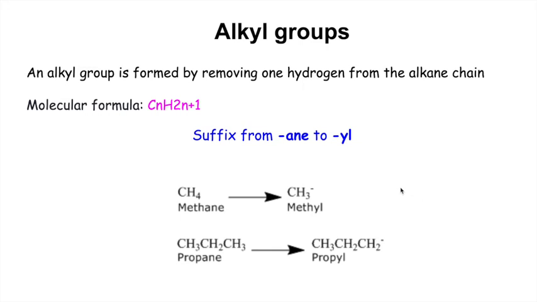And what are alkyl groups? An alkyl group is formed by removing one hydrogen atom from the alkane chain. The molecular formula is CnH2n+1. So here the suffix changes from "ane" to "yl". If you take methane and remove one hydrogen, it becomes methyl. For ethane, it becomes ethyl. For propane, if you remove one hydrogen, it becomes propyl. For butane, it will be butyl. So methyl, ethyl, propyl, these are all alkyl groups.